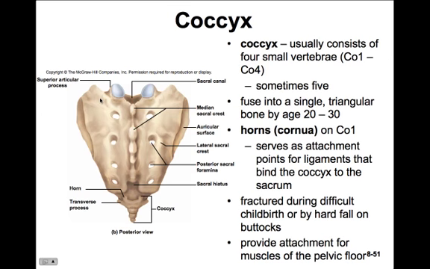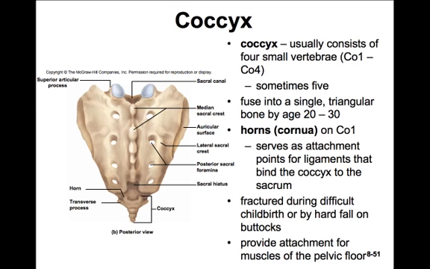Now we move all the way down into the coccyx. The coccyx usually consists of about 4 small vertebrae. Sometimes there are 5. They fuse into a single triangular bone between the ages of 20 and 30. There are 2 little horns or cornua on coccyx number 1. These serve as attachment points for the ligaments that bind the coccyx to the sacrum.